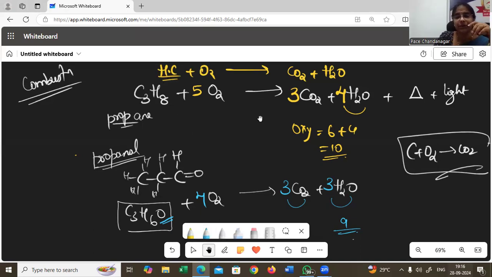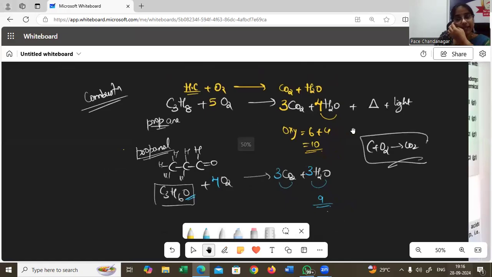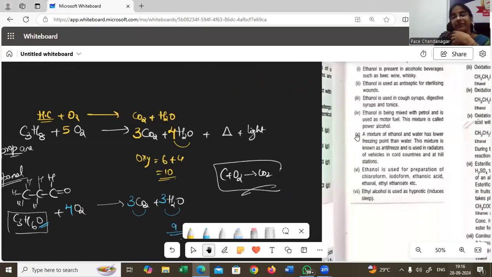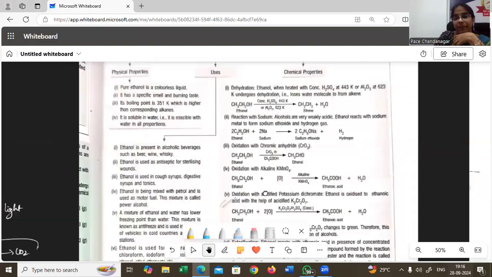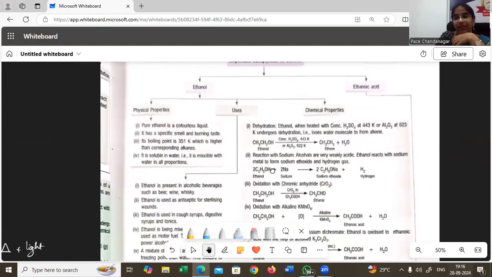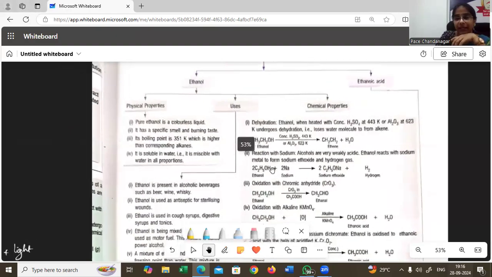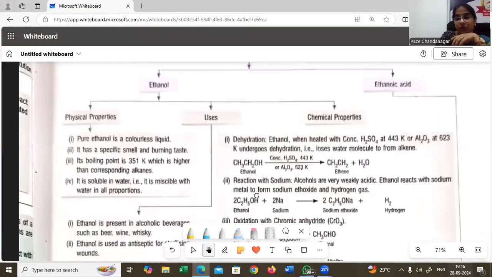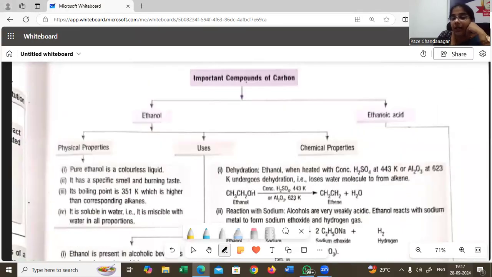Now let us talk about the next reactions. The main things here are two compounds to talk about: one is the alcohol, ethanol, and the other is ethanoic acid.